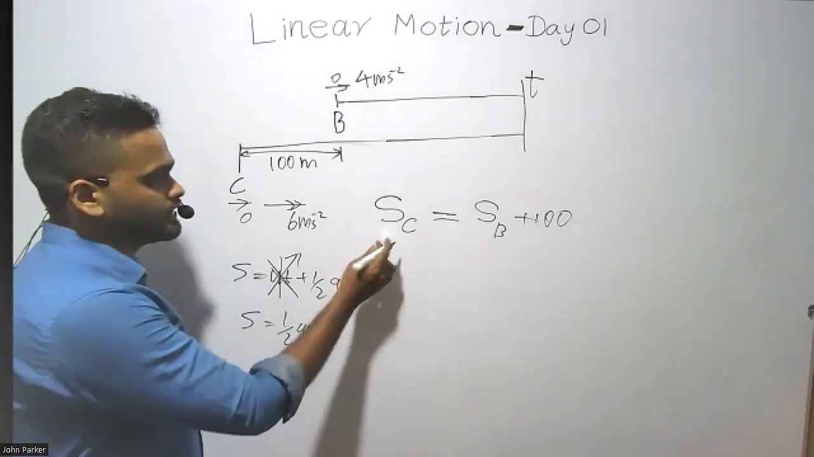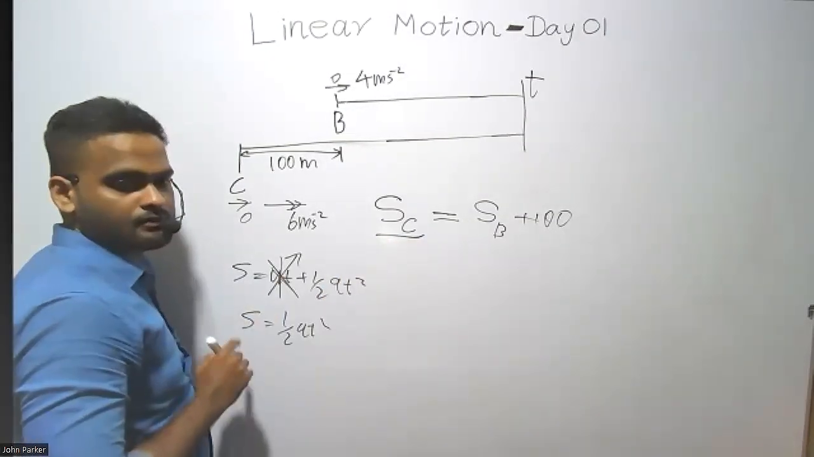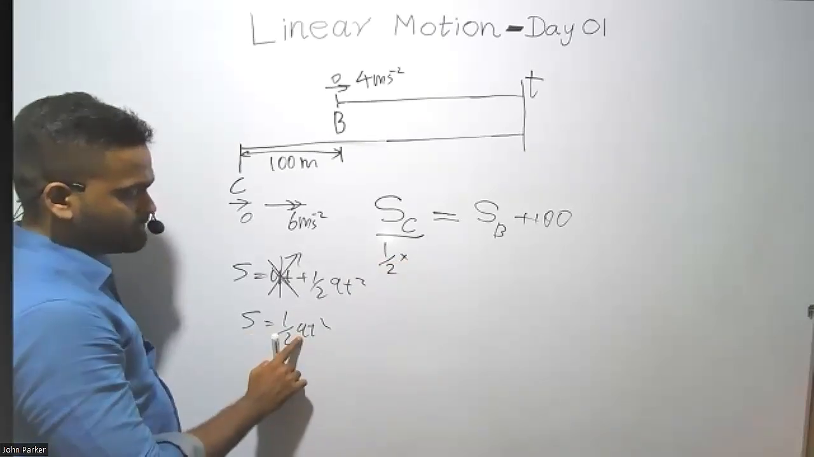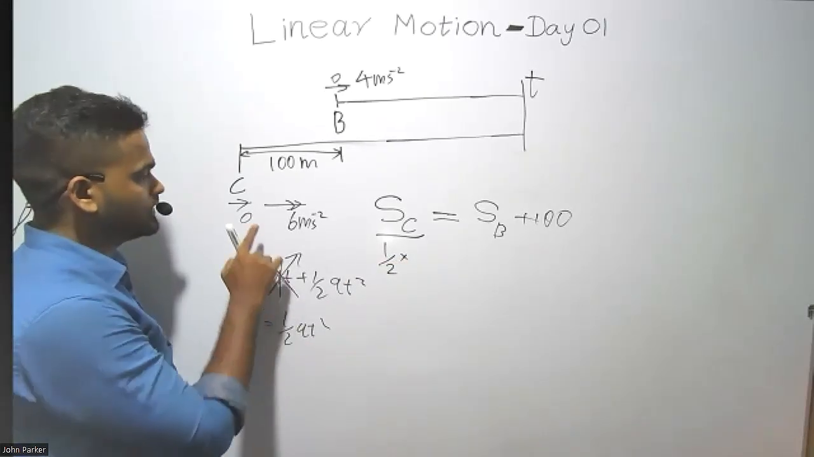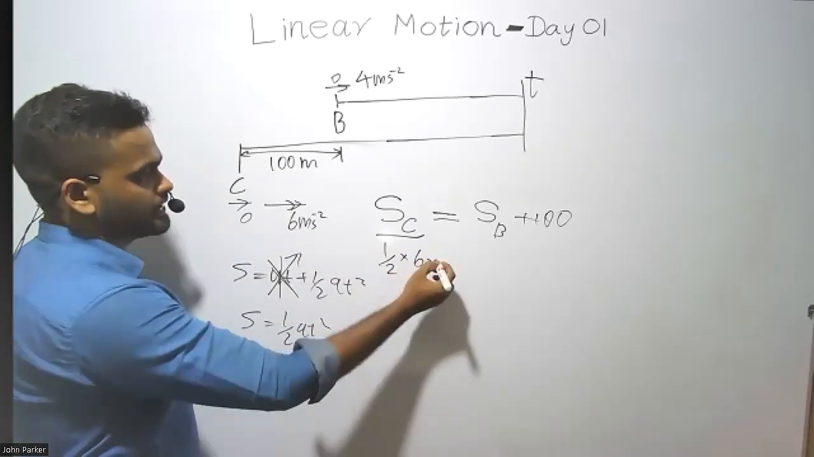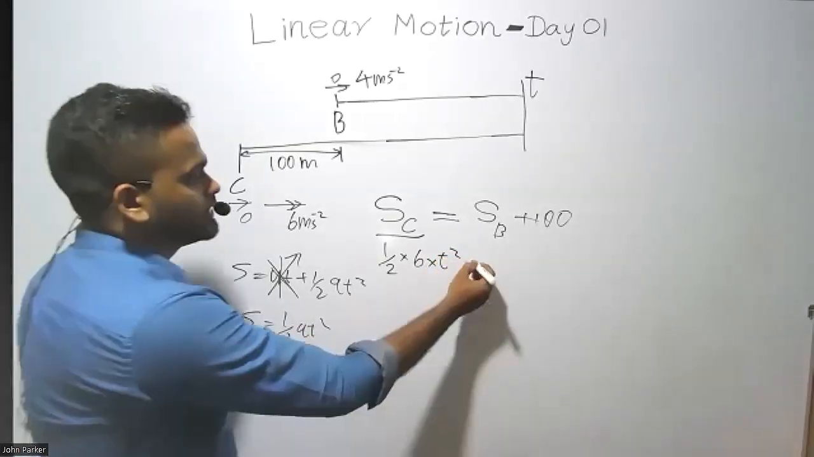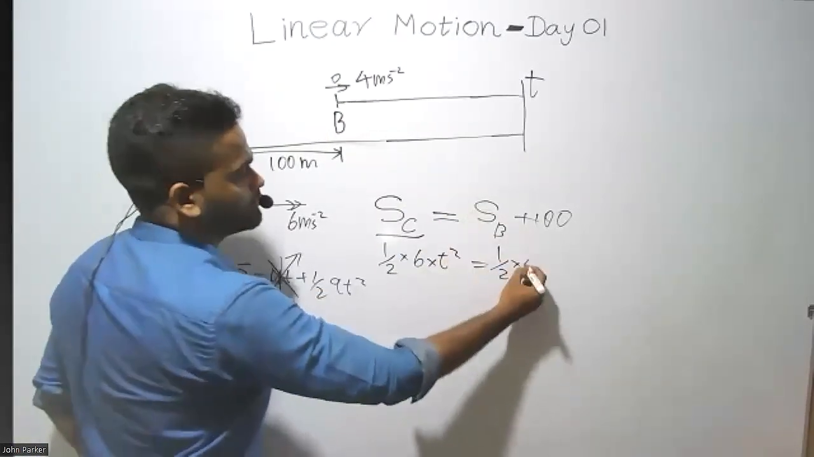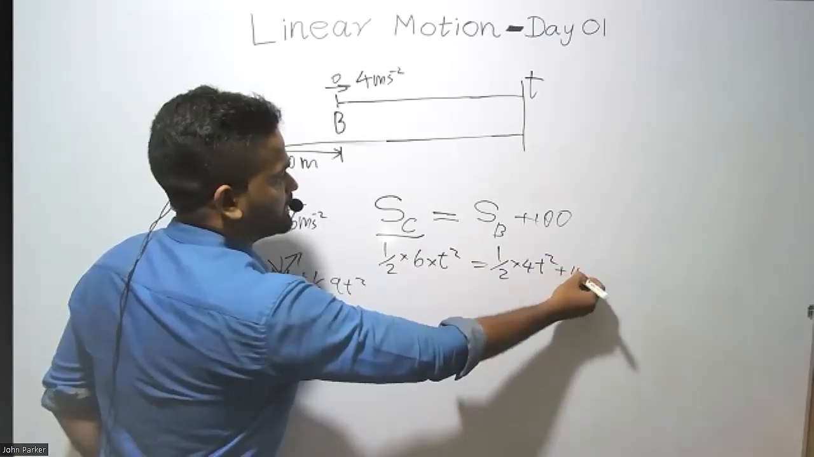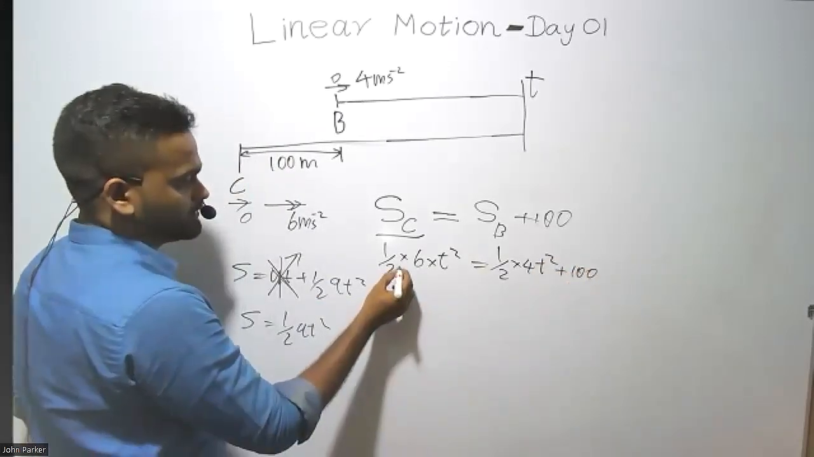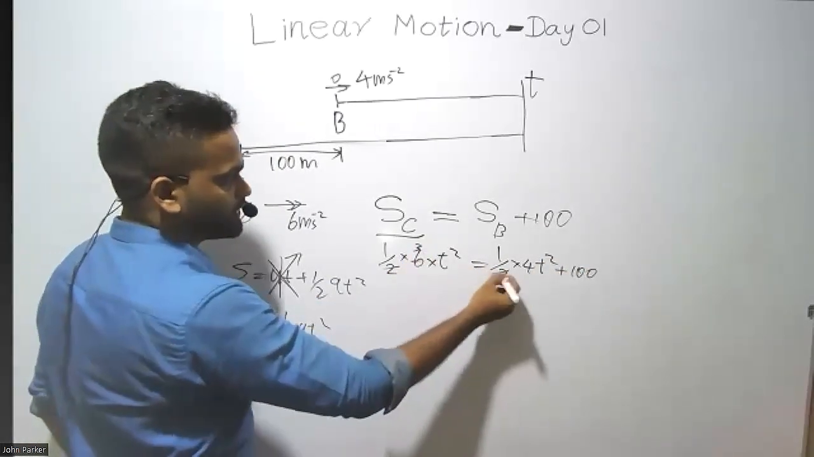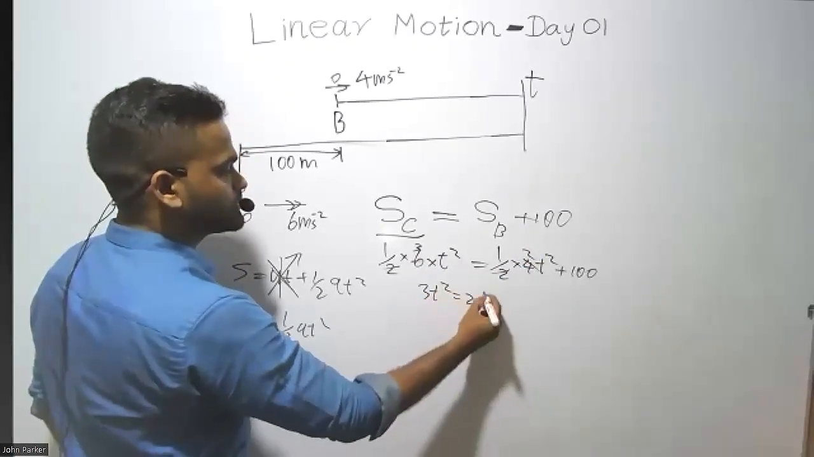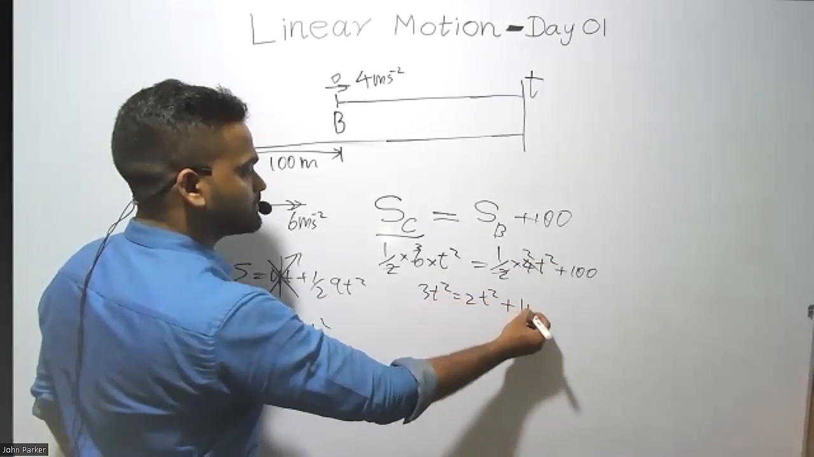Right. Let's apply for S_C for the car. Half a means acceleration of car, that is 6. Time we don't know, t squared. Then for S_B, it is half, acceleration is 4, t squared plus 100. So this is 3t squared, 2t squared. So 3t squared equals 2t squared plus 100.